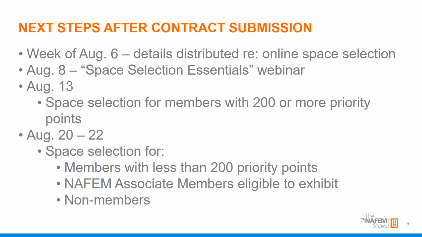During the week of August 6th, you'll receive an email with details about the space selection, including your company's priority point total, space selection date and time, and call-in phone number. If you wish to review your priority points prior to August, you can find them on the NAFEM website, which is nafem.org. Click on the Members Area section, log in, and select important links and documents to find your points.